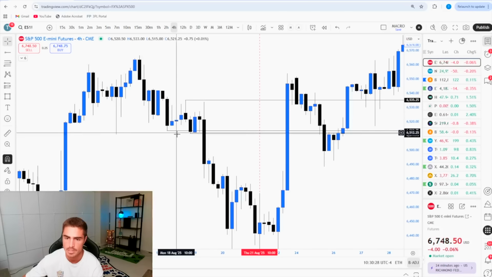No, it's not. It is not a high. Maybe on the lower time frames it is a high. Actually, I'm sure of it on lower time frames that it's a high. But on the current time frame that we're in, on the 4-hour time frame, this is not a high.